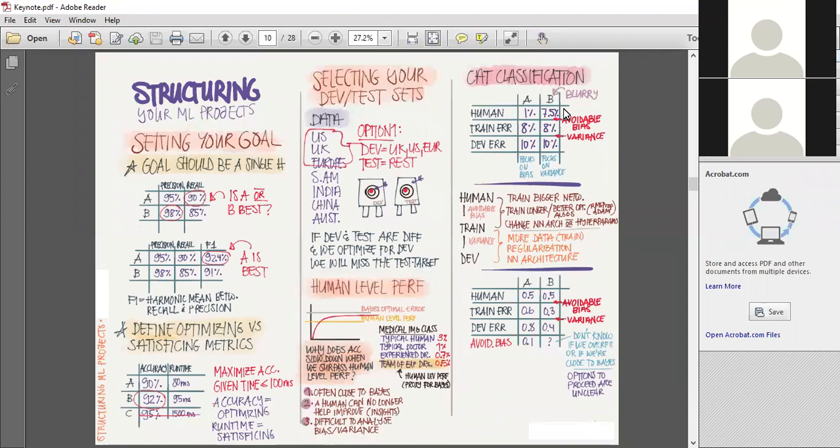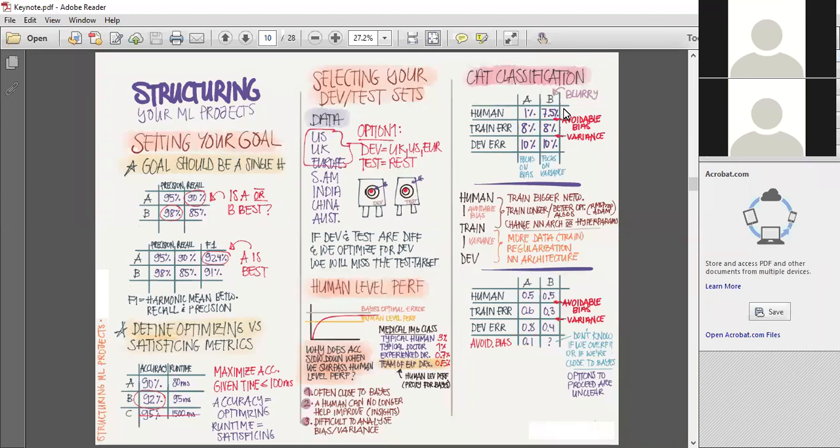Now, the next one. Once we understood that these hyperparameters and everything are tuned, and we set up the correct architecture for our problem statement in hand, our goal is to structure our deep learning projects. So how to structure a deep learning project? One is setting up the goal, right?